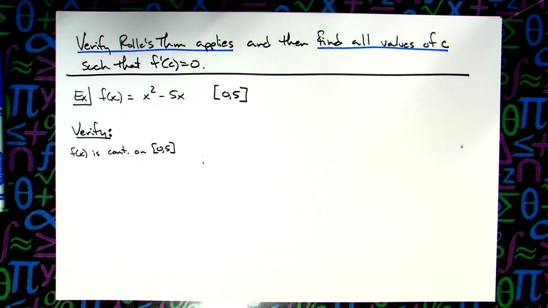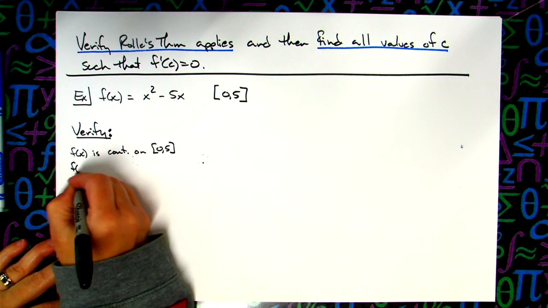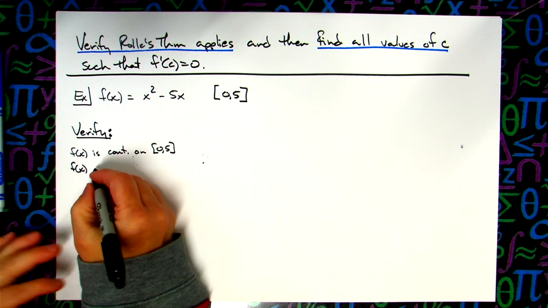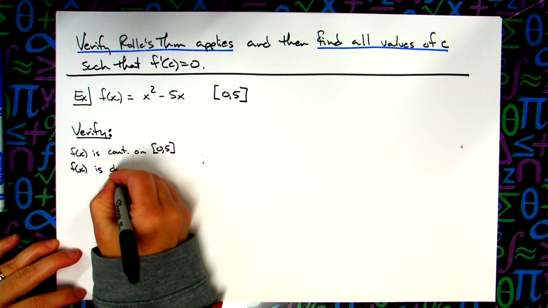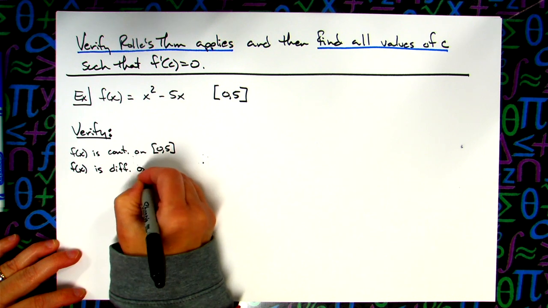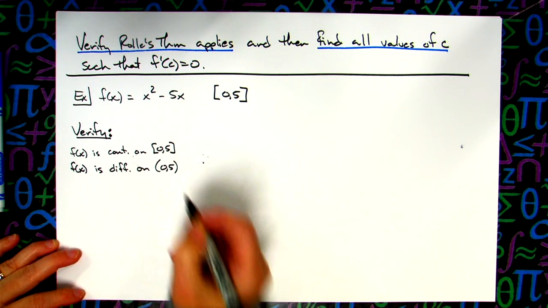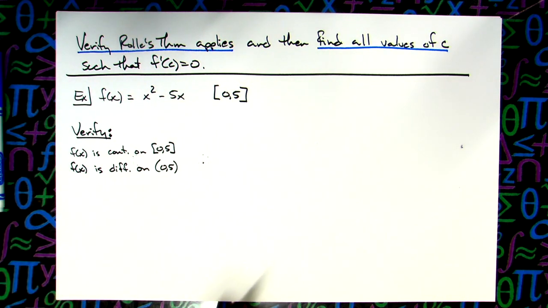If it is continuous on that closed interval, then we know it's differentiable as well. So yes, I'm checking, but I'm thinking it through. I know it is. So f of x is differentiable on the open interval from 0 to 5. Now all I've got to do is calculate f of 0 and f of 5.